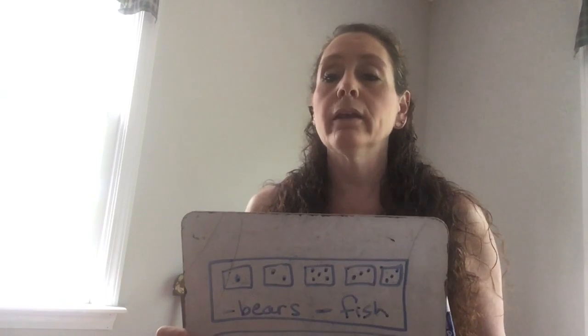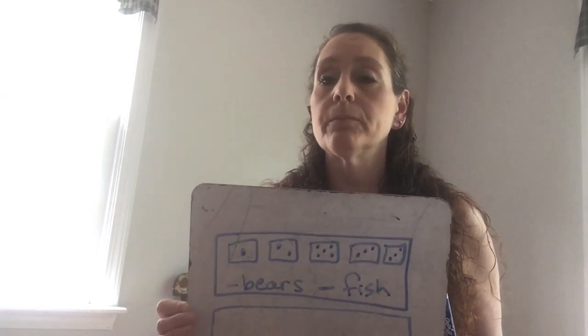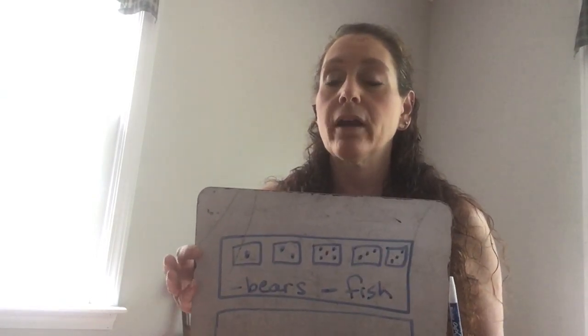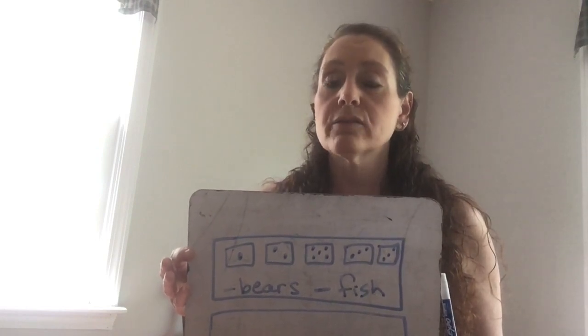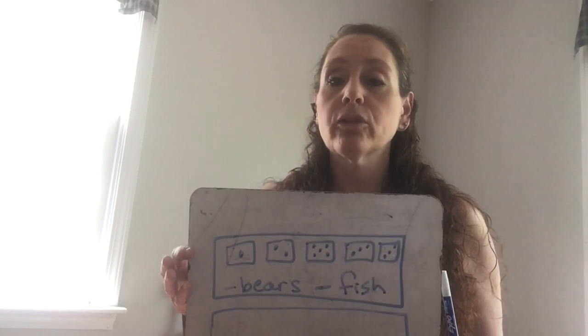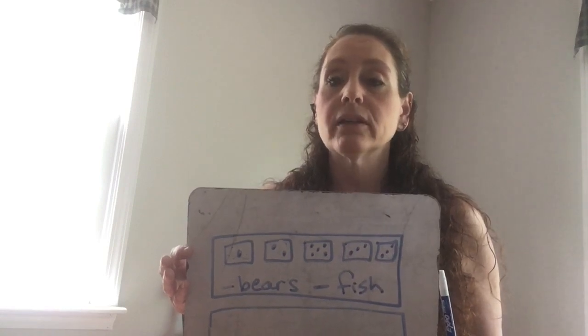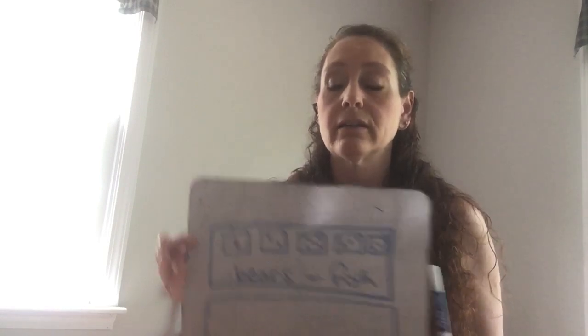So if I got a 1, a 2, a 5, a 3, and a 3, the first die has no bears, but it does have an ice hole. The second one, no ice hole. The third one, an ice hole with 4 bears. The fourth one and fifth one have 2 bears each. So it's 4, 5, 6, 7, 8. That's how many bears there would be.